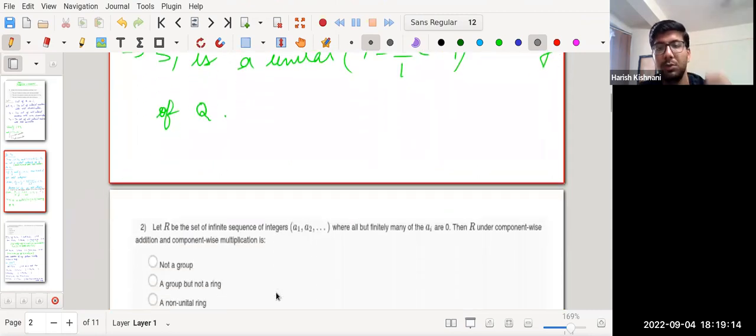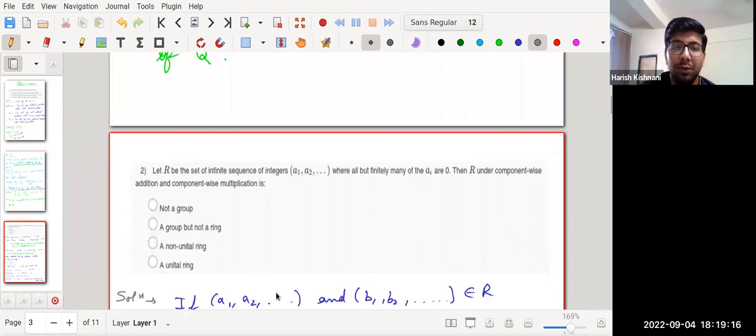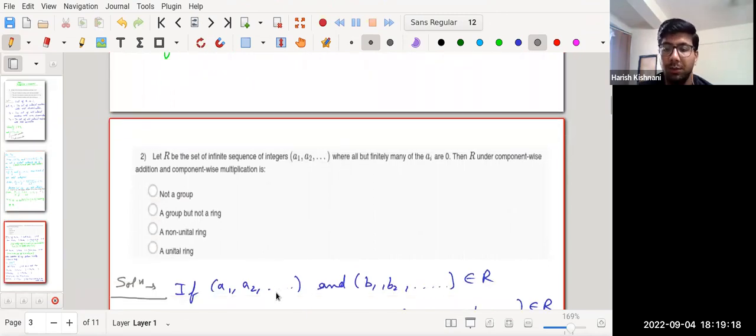So let's move on to question number two. It says let R be the set of infinite sequences of integers a1, a2, and so on, where all but finitely many of the ai's are zero. What does this mean? It is a sequence of integers in which everything is zero except for finitely many ai's.